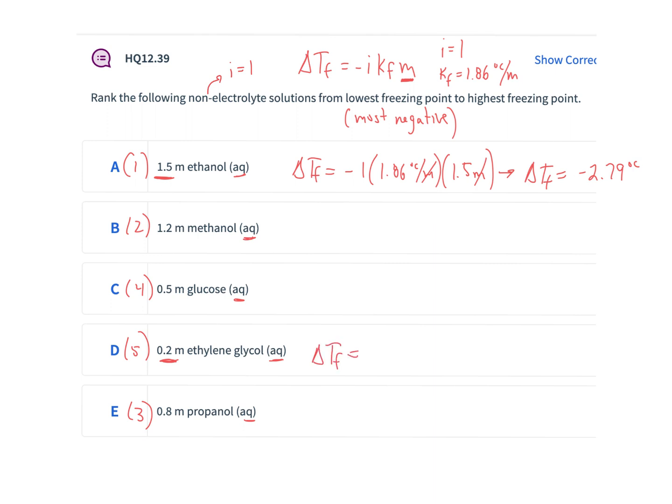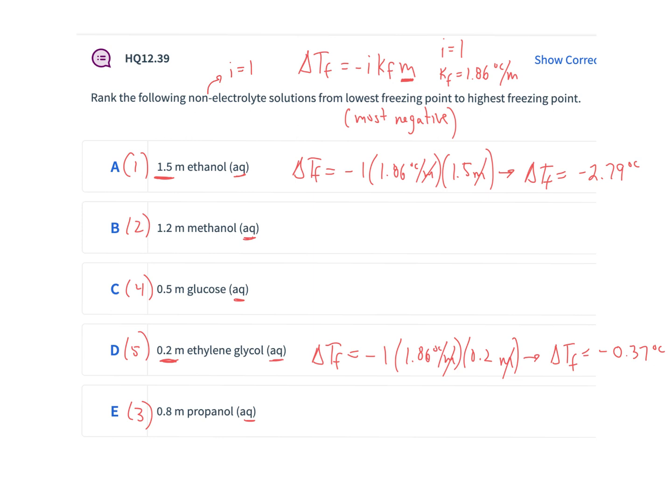Change in freezing point equals negative 1 times 1.86 degrees Celsius per molal times 0.2 molal. Multiply, molality cancels out. My change in freezing point equals approximately negative 0.37 degrees Celsius, so just under 0 degrees Celsius. So that would be the highest freezing point out of all of those.